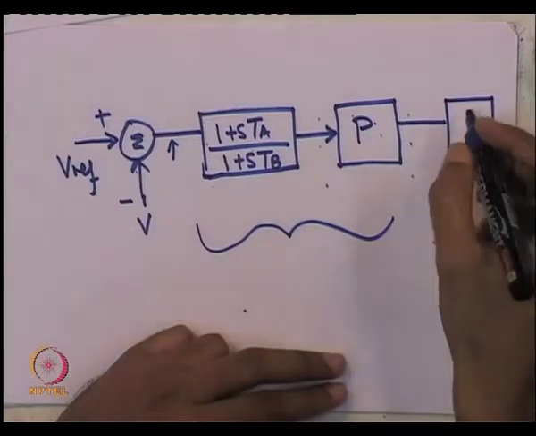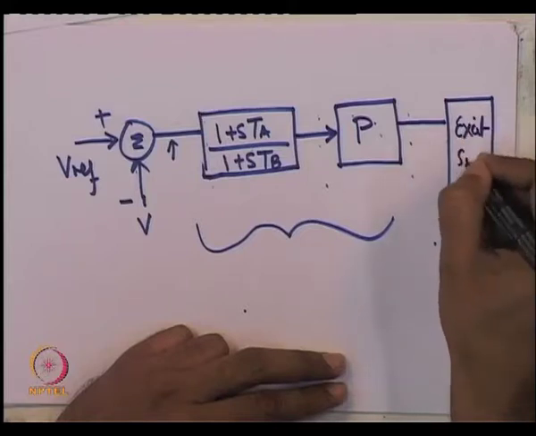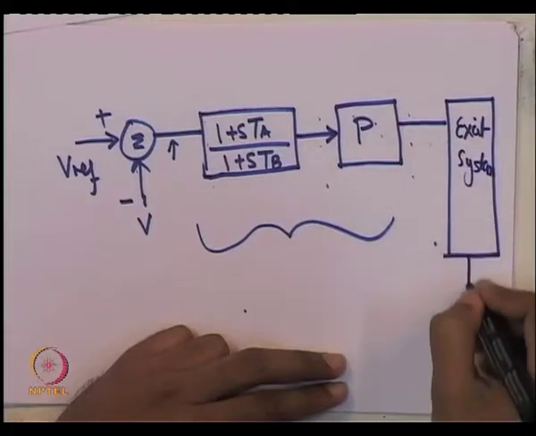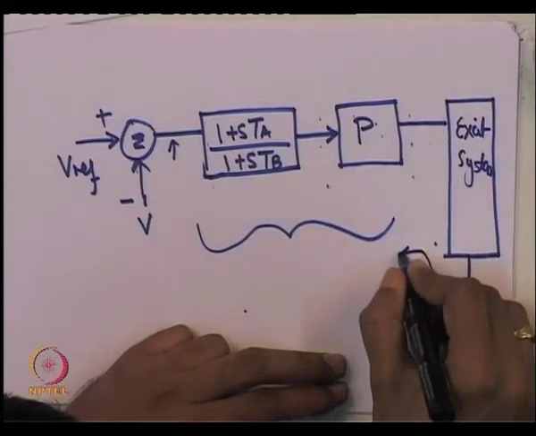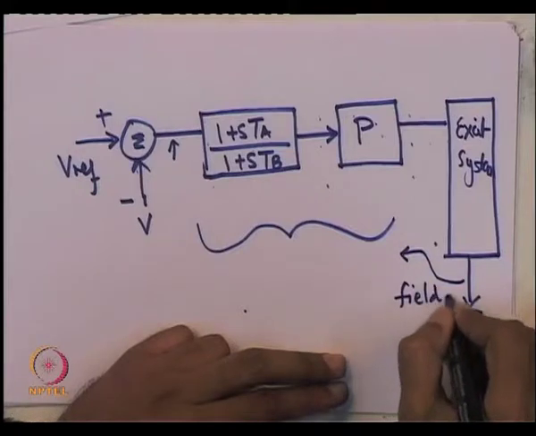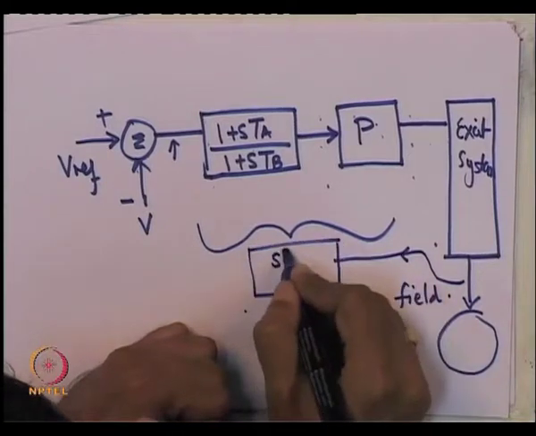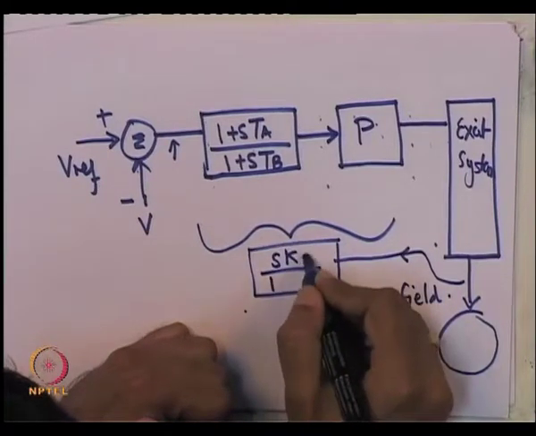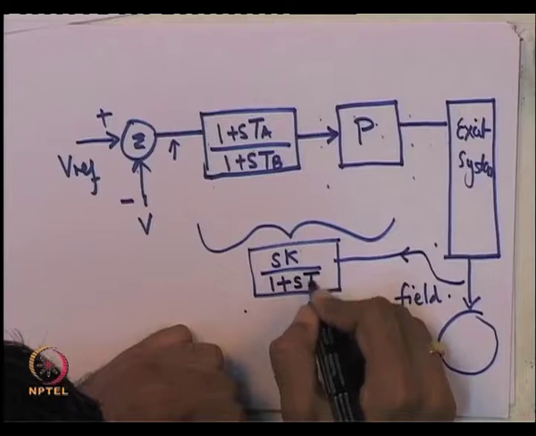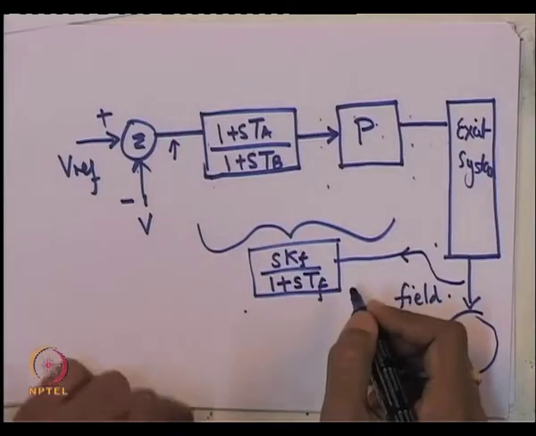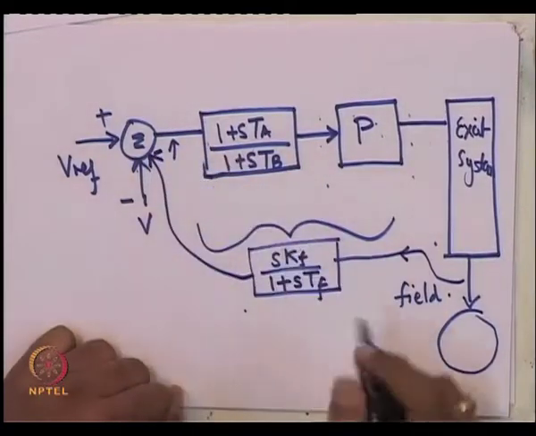Okay. So, in some AVRs, what you will find is that the excitation system is connected to this, of course, the synchronous generator. The field current is taken as a feedback, and you have got this additional block of this kind, which is fed into this summing junction here.